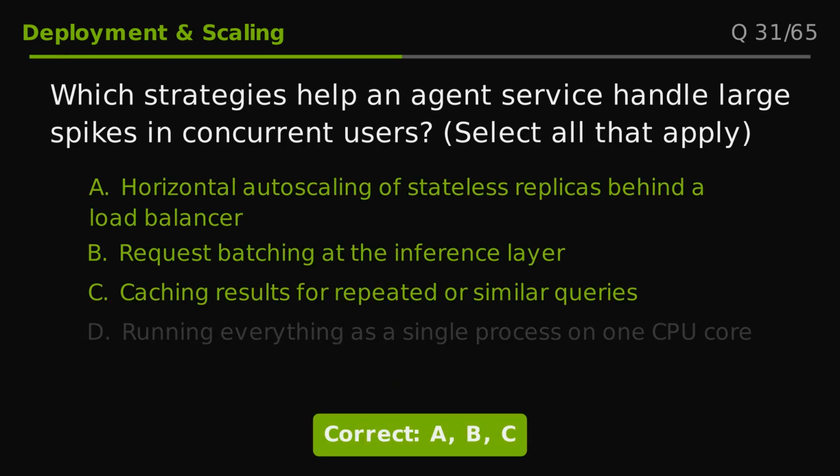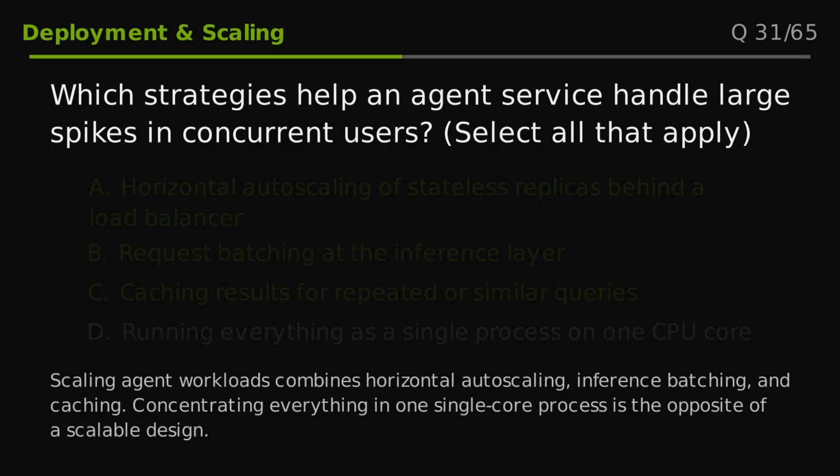The correct answers are A, B, and C. Scaling agent workloads combines horizontal autoscaling, inference batching, and caching. Concentrating everything in one single-core process is the opposite of a scalable design.